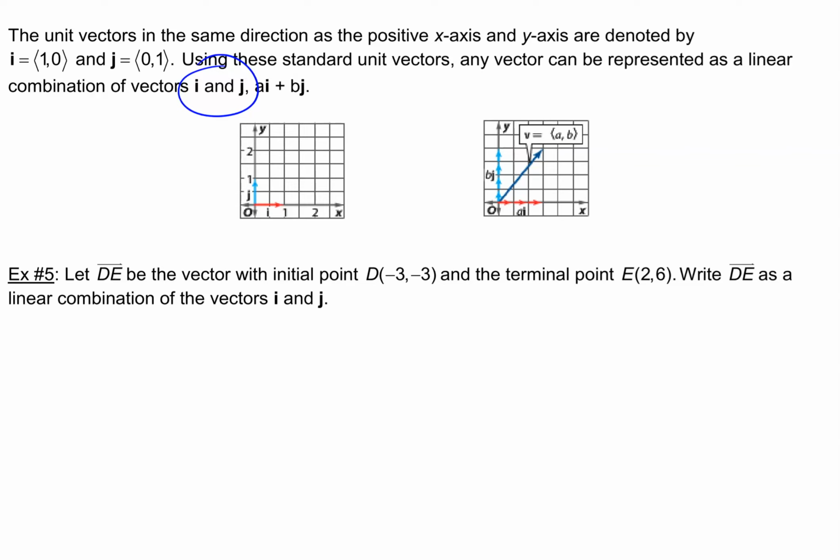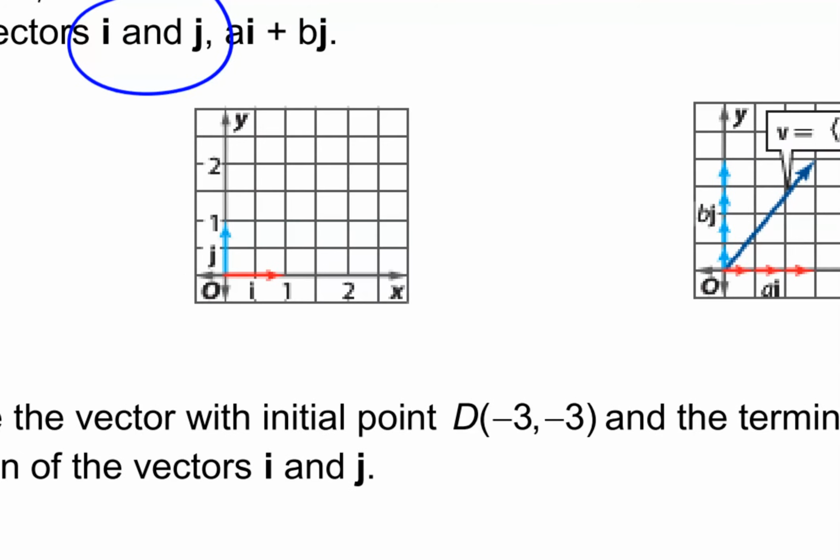Any vector can be represented as a linear combination of i and j, literally ai plus bj. So notice j is in the y direction, i is in the x direction. j has no x component, and i has no y component.